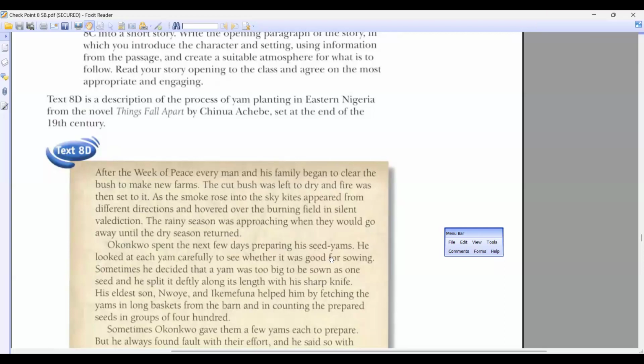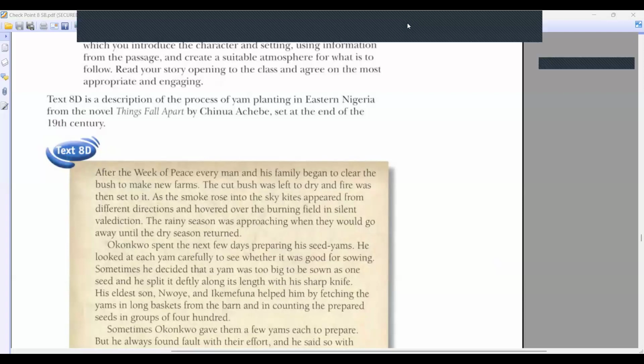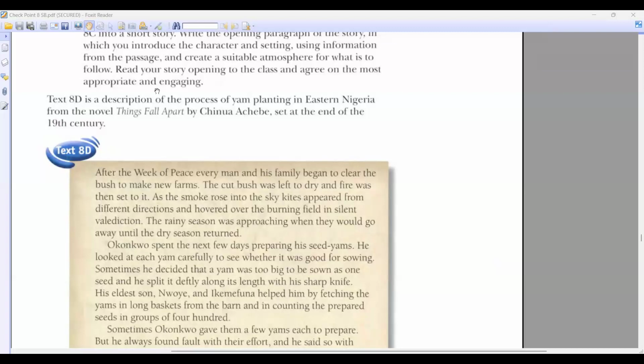After the week of peace came and his family began to clear the bush to make new farms. The bush was left to dry and fire was then set to it. As the smoke rose into the sky, kites appeared from different directions and hovered over the burning field in silent meditation. The rainy season was approaching when they would go away until the dry season returned.